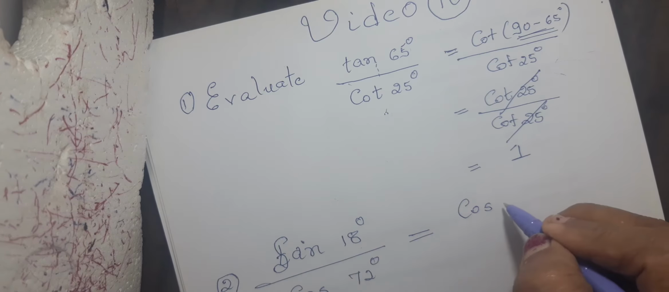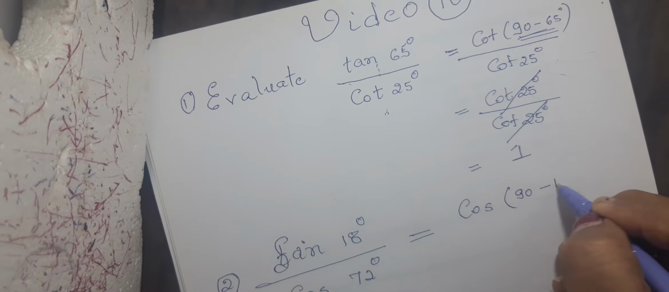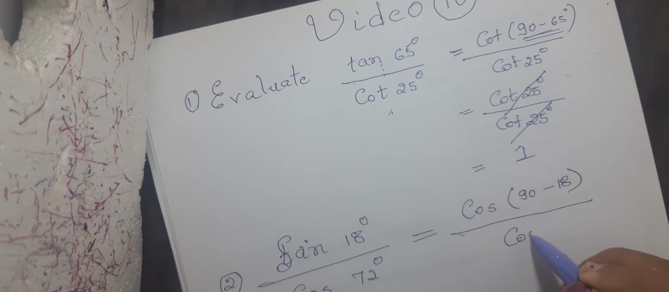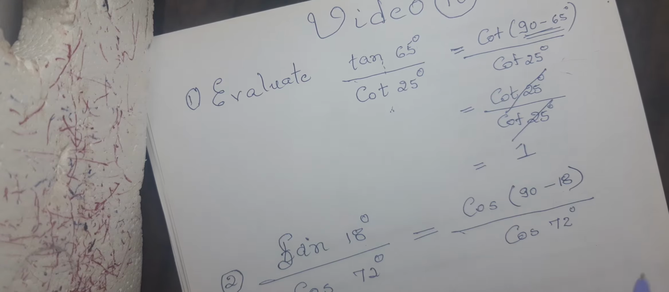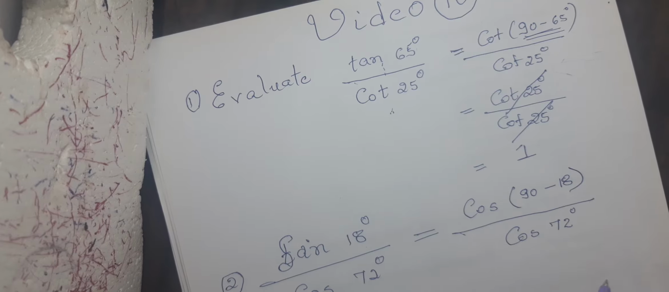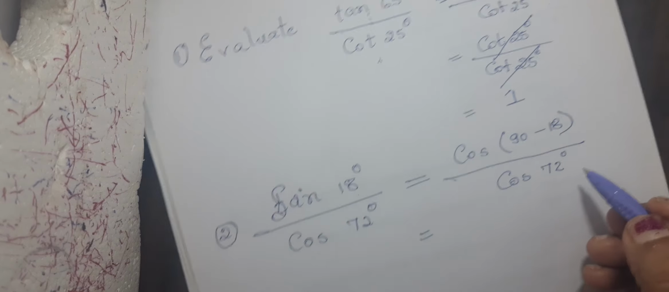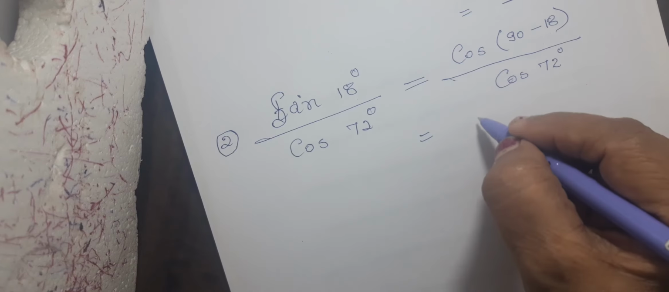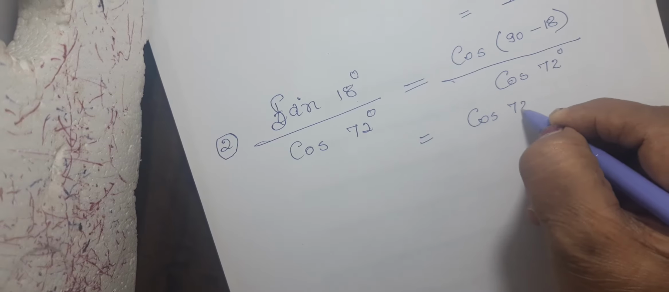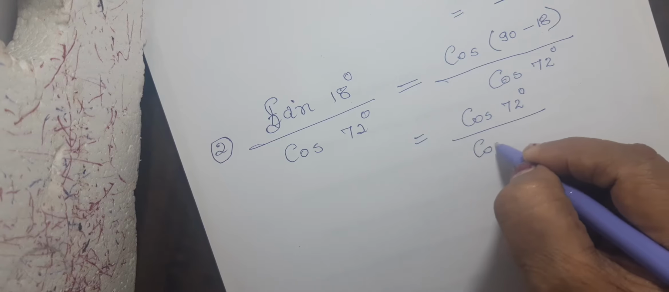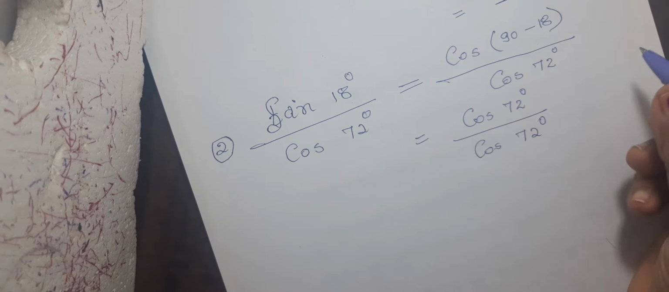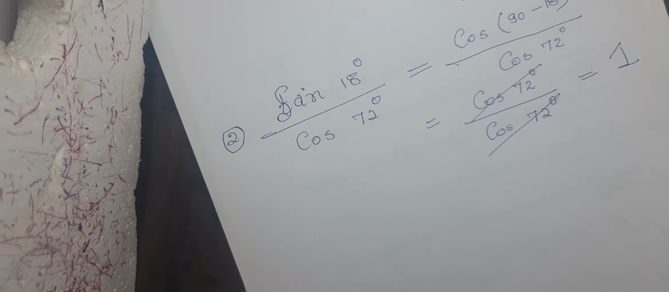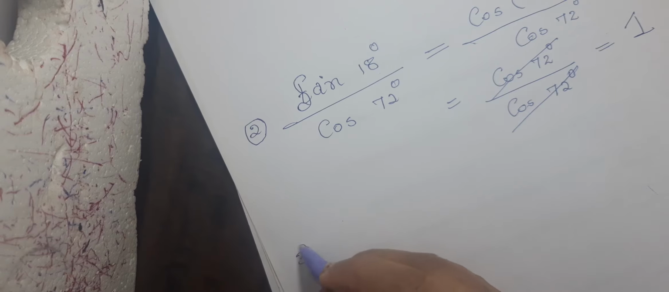Now sin 18 is cos of 90 minus 18, by cos 72 will be written as it is, because any one has to be changed, I just now told you. Please learn it nicely, write and learn. Cos of 90 minus 18 is nothing but cos 72, and down we have kept it as it is. Now both of these will cancel and you get the answer 1. So that's all.